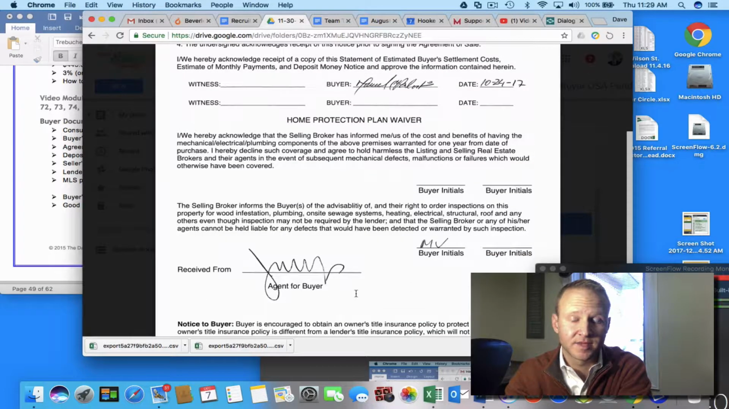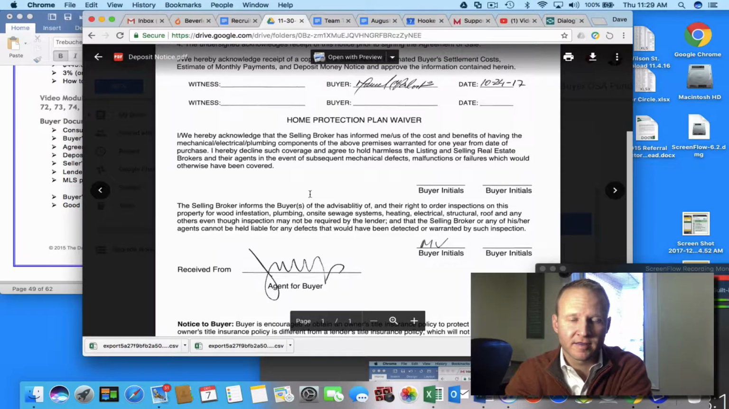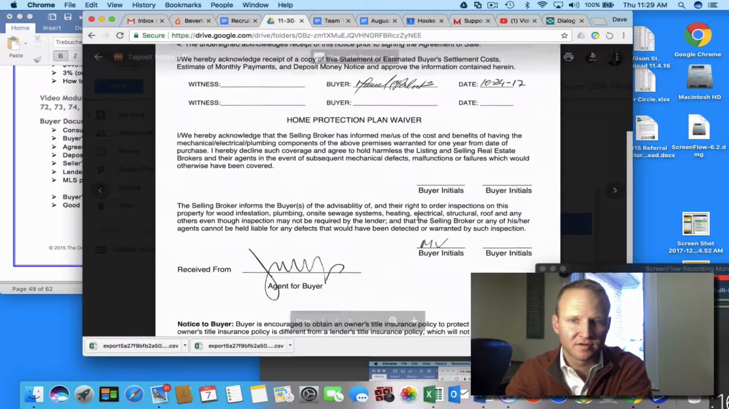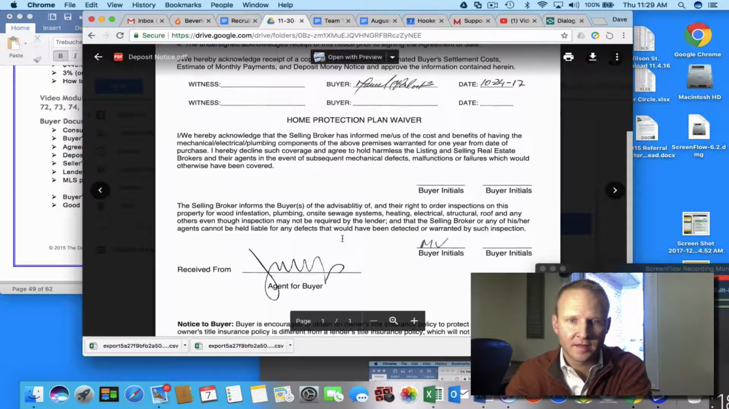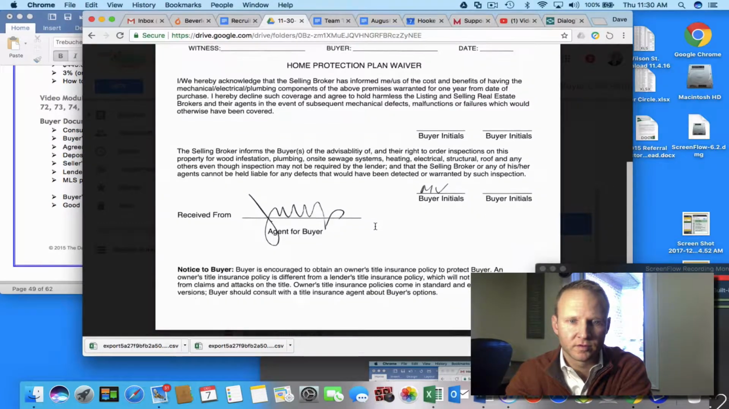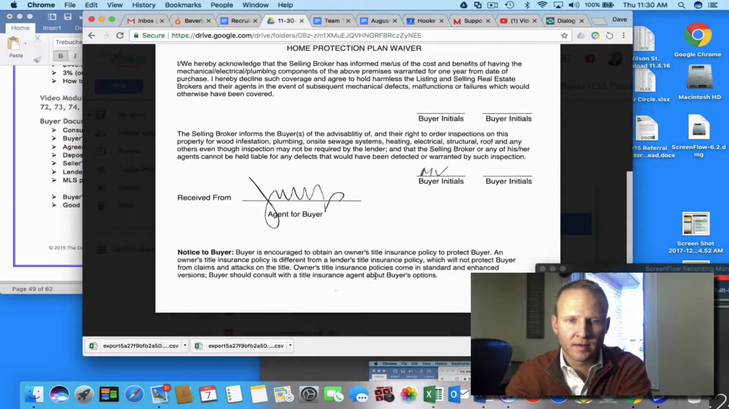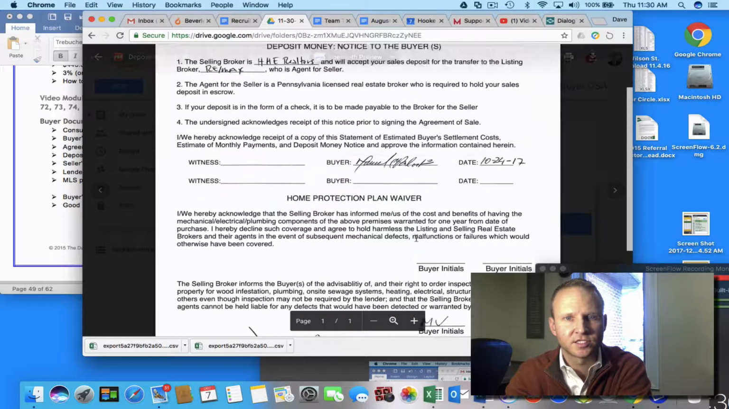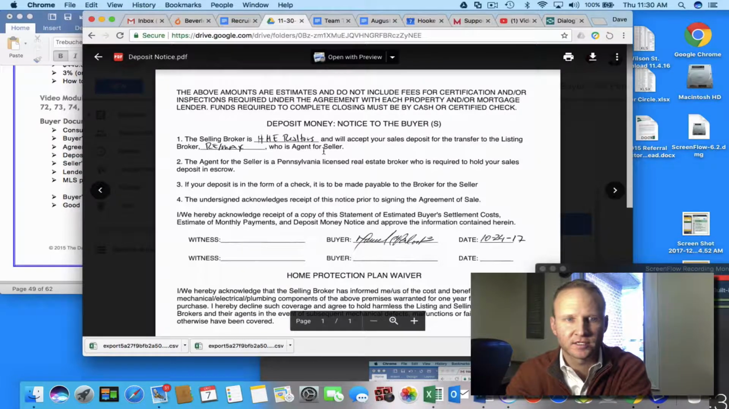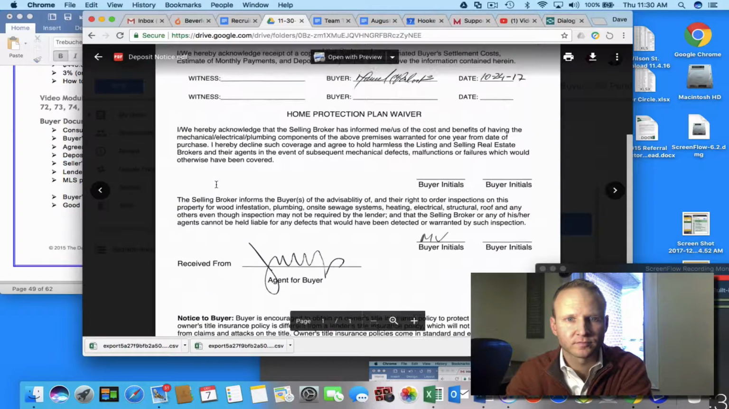And this is very important. They're acknowledging that we advised them of their right to order inspections of all this stuff, and that's a good idea. And then we're encouraging them to get a title insurance policy as well. Okay, so this one page contains all these extra things that we're encouraging them to do. Any questions?